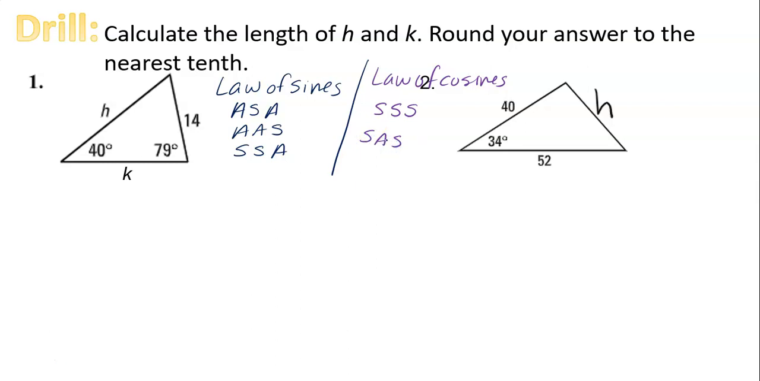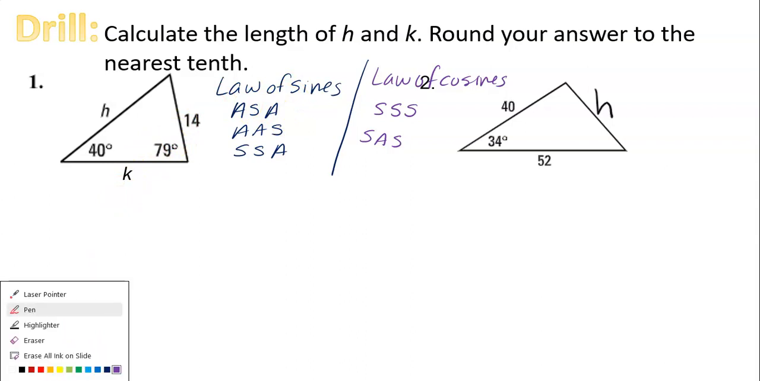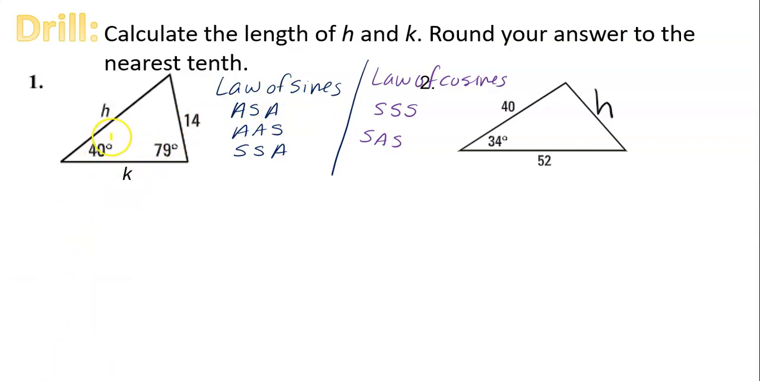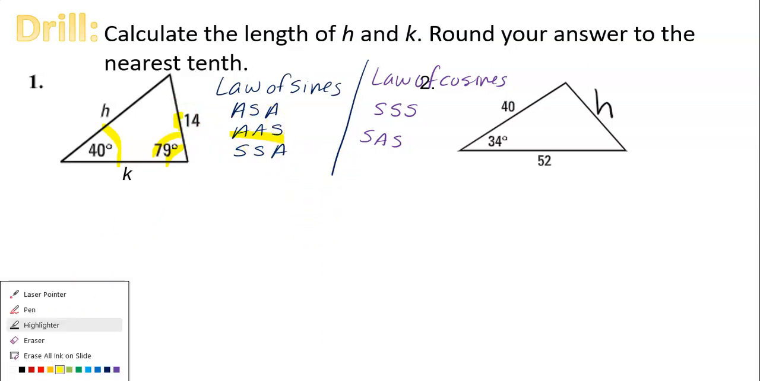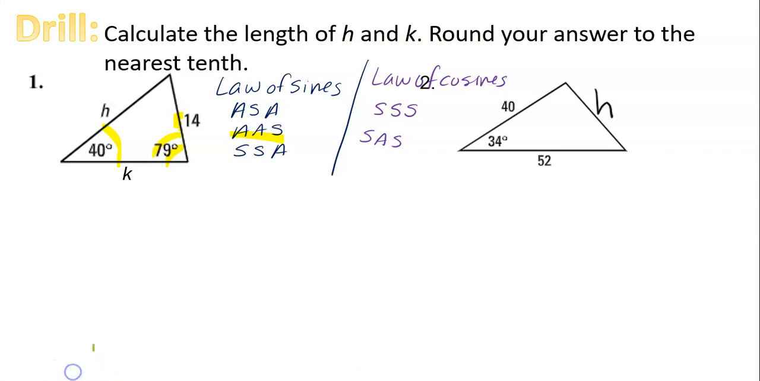So when you look at this number one triangle, what do we have? Well, I see that we have an angle, a second angle, and a side, which means we have angle, angle, side. So we're going to use the law of sines for that first triangle. Now, if you're like me, you like to plan ahead. So when I look over here, I see I have a side, an angle, and a second side. So I'm going to use the law of cosines on that one.